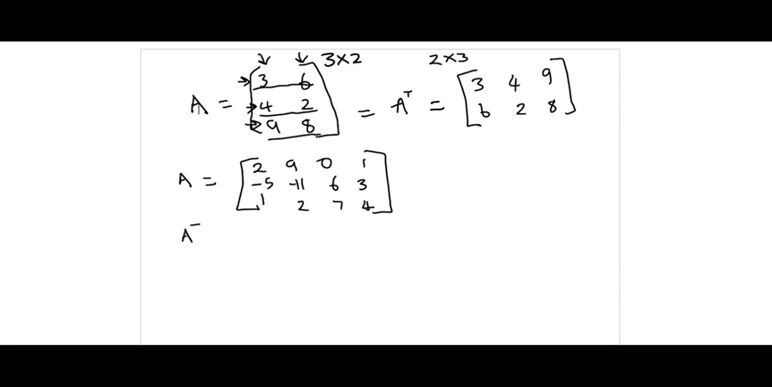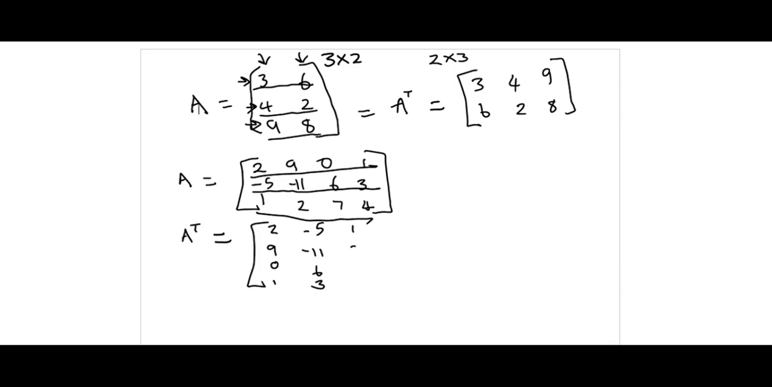So the transpose will simply be done by interchanging these rows and the columns. So 2, 9, 0, 1, we'll change it to a column and that'll be this: 2, 9, 0, 1, minus 5, minus 1, 1, 6, 3, and then 1, 2, 7, 4. So that's the transpose.